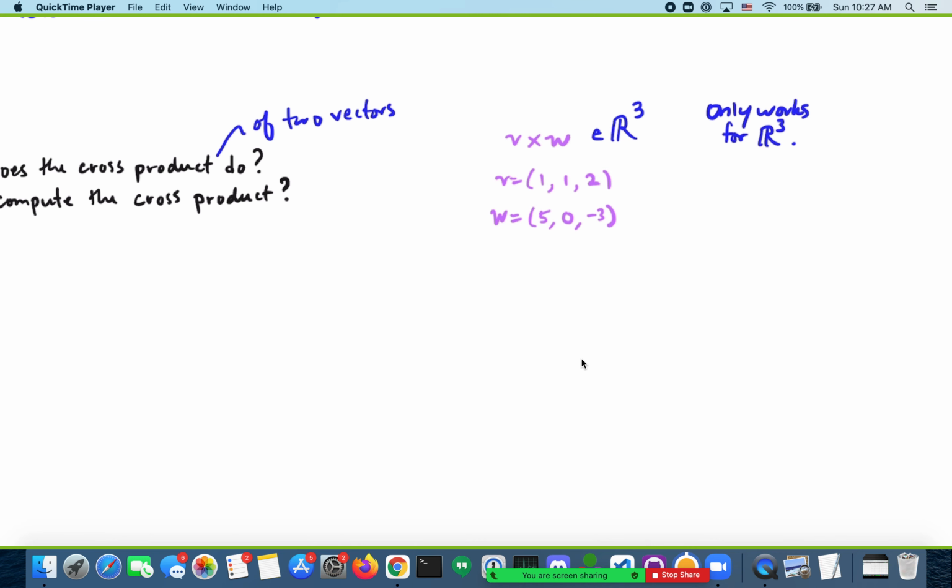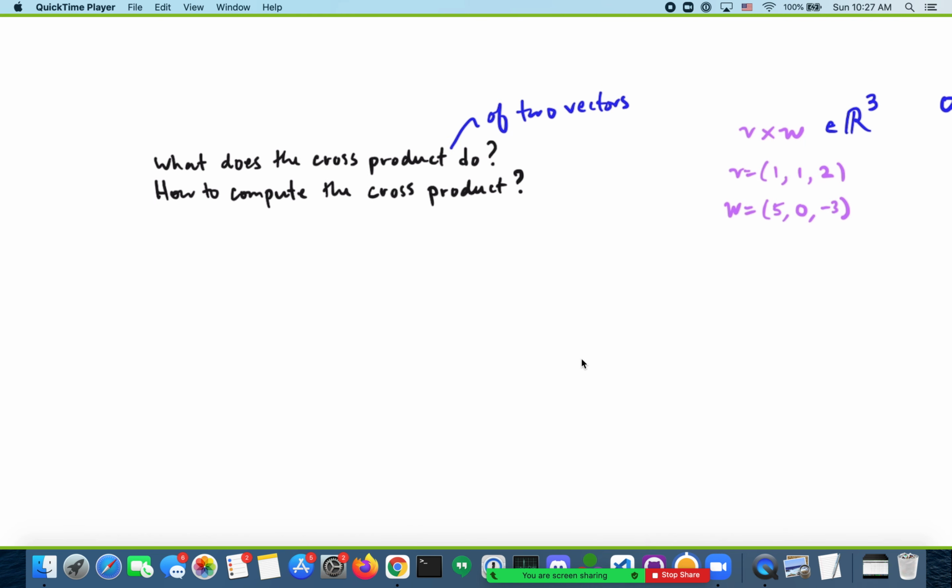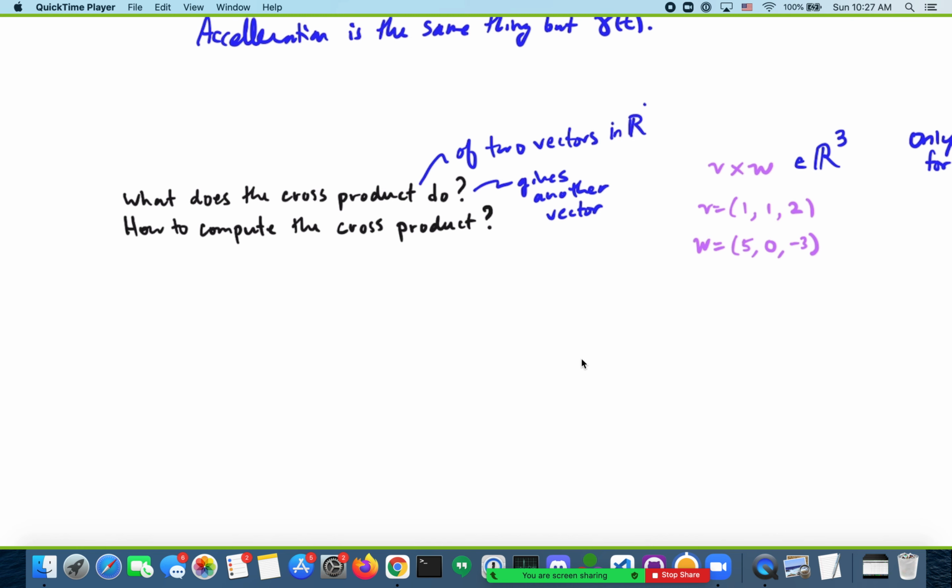And okay, so what does it do? The cross product of two vectors gives another vector. Compare that to the dot product. The dot product of V and W gives a number, even if V and W are in Rn. And the dot product can take any vectors in any size space. The cross product only takes vectors in R3 and gives another vector perpendicular to both previous vectors.